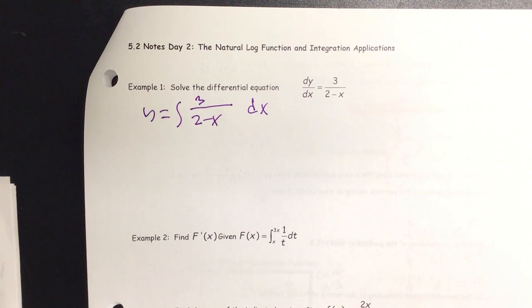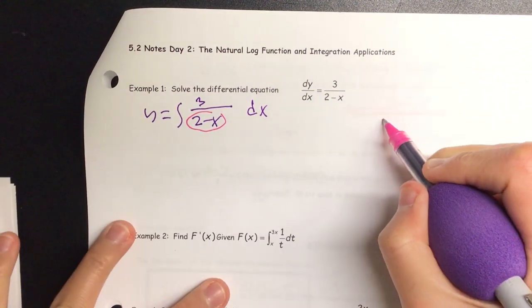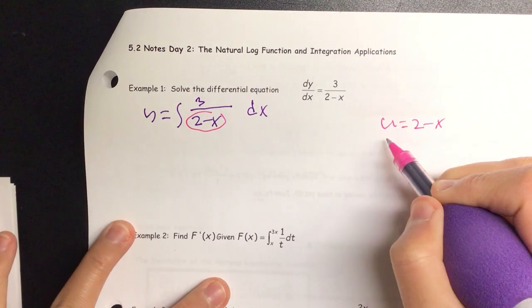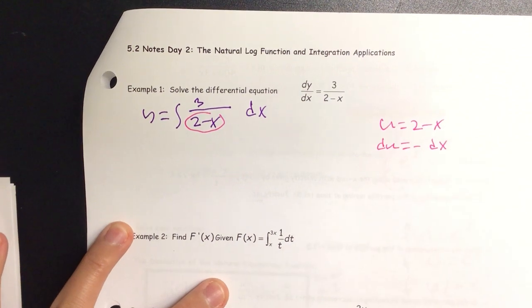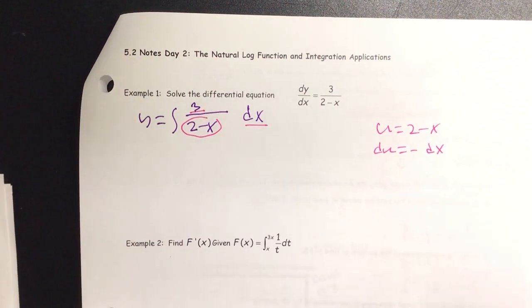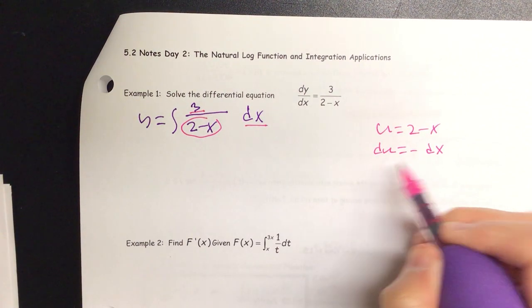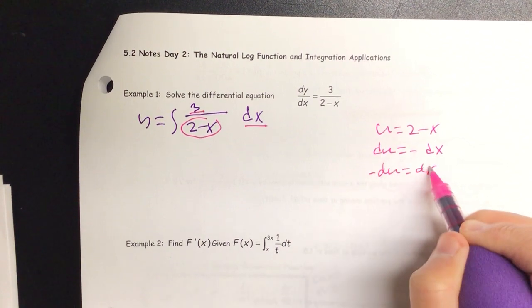Okay, who is my u for this one? 2 minus x. So we have u is equal to 2 minus x, du is negative dx. And when I compare, what do I not have here? Basically a negative, right? So let's go ahead and get rid of the negative to the other side.